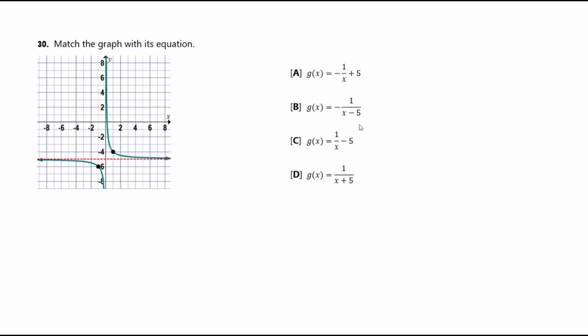This negative 5, remember that negative 5 inside means it shifts it to the right 5, not down 5. C tells us it shifts it down 5. So therefore here the answer is C. It's not shifted to the right or left at all, so therefore I know there's nothing on the bottom with the x. So therefore it has to be C.